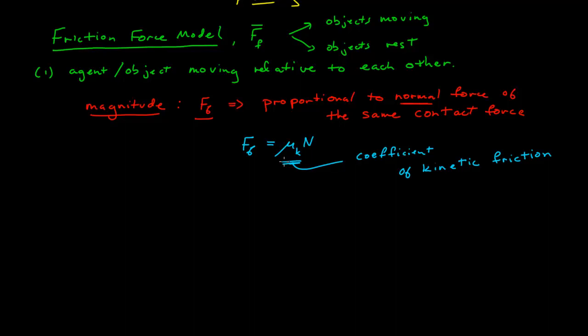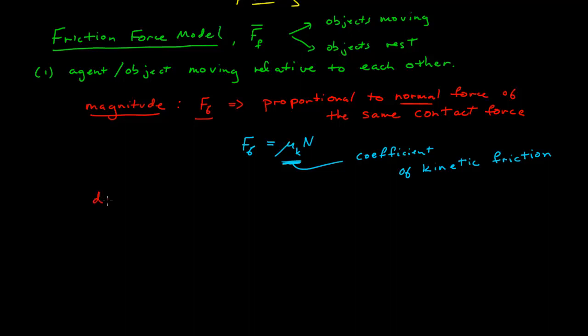So we'll have a range of objects, and again, this is something that either has to be looked up in a table for typical types of contact interactions, or something that has to be solved for in any given problem. Okay, so that's the magnitude of the frictional force and how it relates to the normal force.